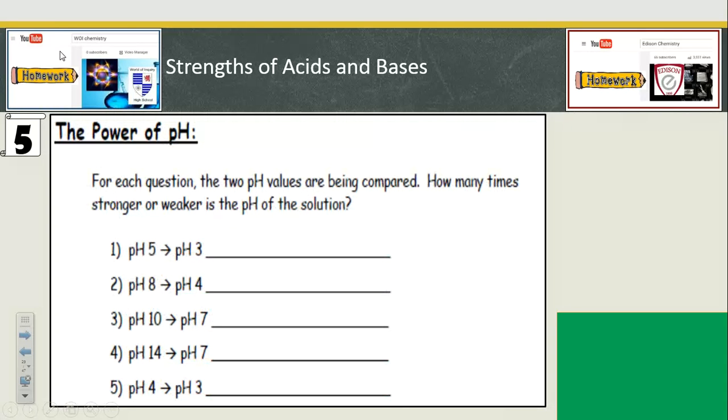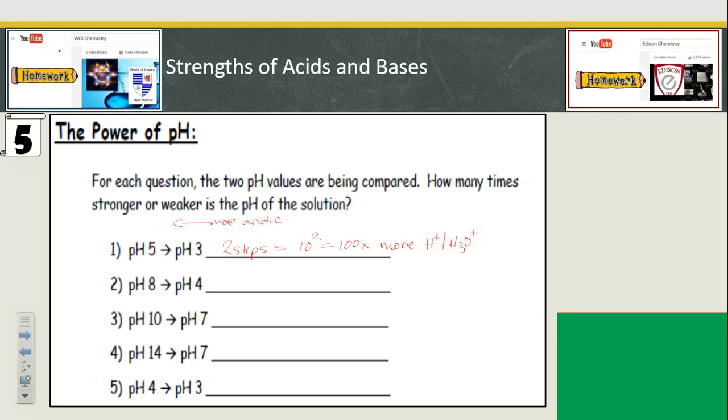See what else we've got to do in terms of practice here. Each question, the two pH values are being compared. How many times stronger or weaker is the pH of the solution? So remember, we count the number of steps, we raise 10 to the power of that, and that's how many times we say increases or decreases. So pH 5 to pH 3. Well, that's becoming more acidic by 2 steps. Equals 10 to the power of 2 equals 100 times more H plus, H3O plus.